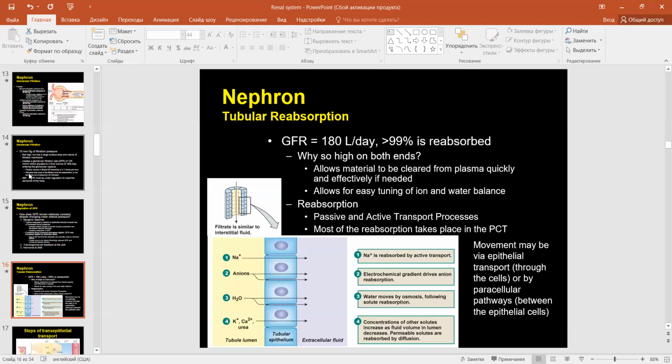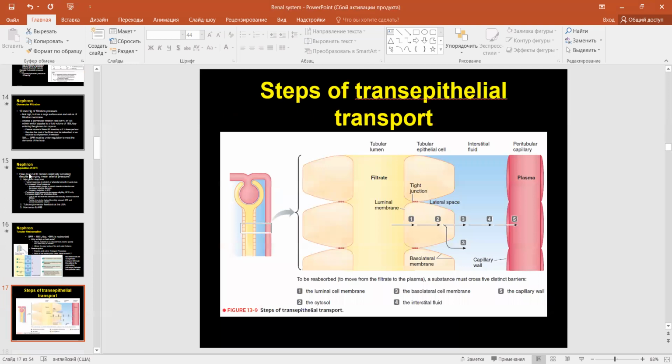Of the 125 milliliters of fluid filtered per minute, typically 124 milliliters per minute are reabsorbed. Considering the magnitude of glomerular filtration, the extent of tubular reabsorption is tremendous. The tubules typically reabsorb 99% of the filtered water, 100% of the filtered sugar, and 99.5% of the filtered salt.